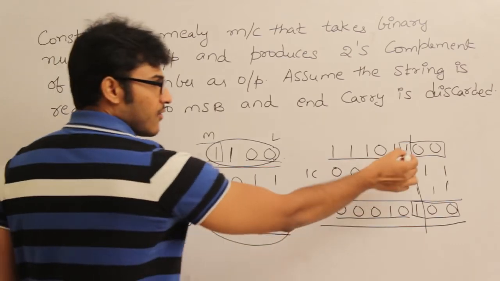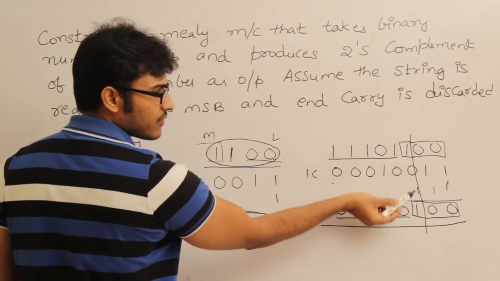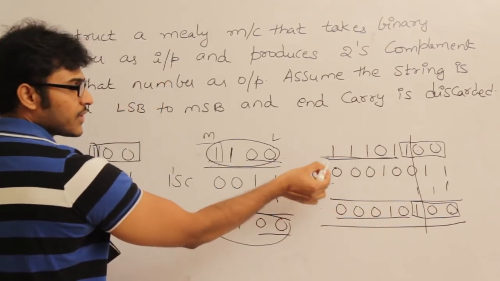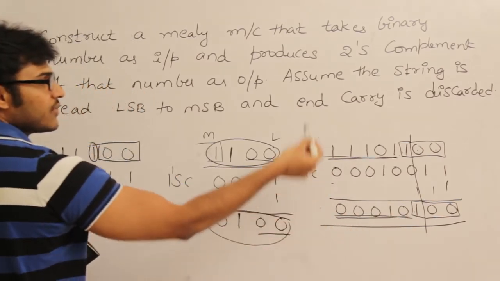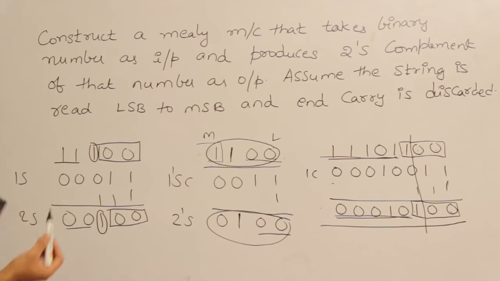Again, whatever are zeros I leave as zeros, and whenever I see the first one, that first one will be left as it is, and whatever is the remaining string will be complemented. What if there are no zeros at all? Then it is going to start with 1 itself, right?